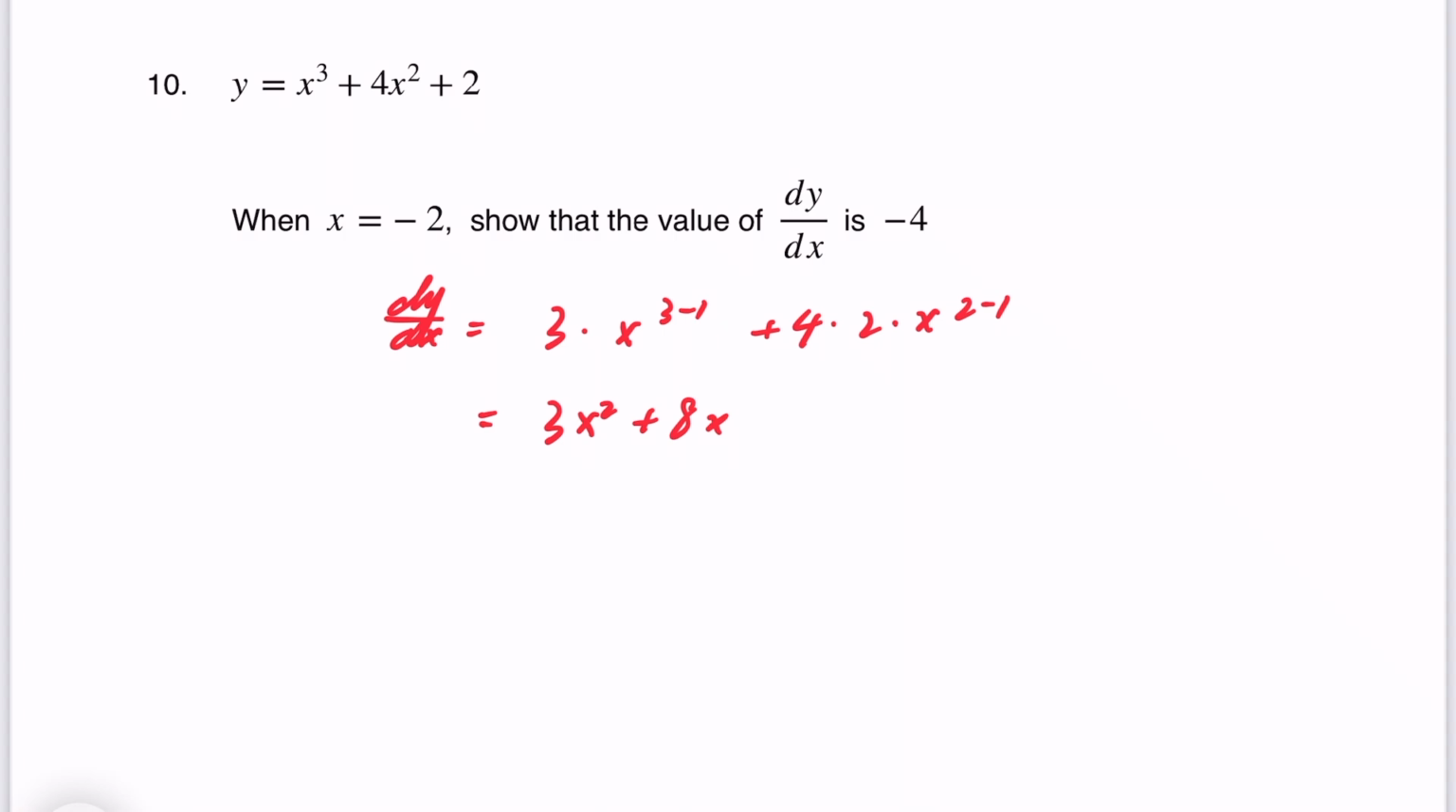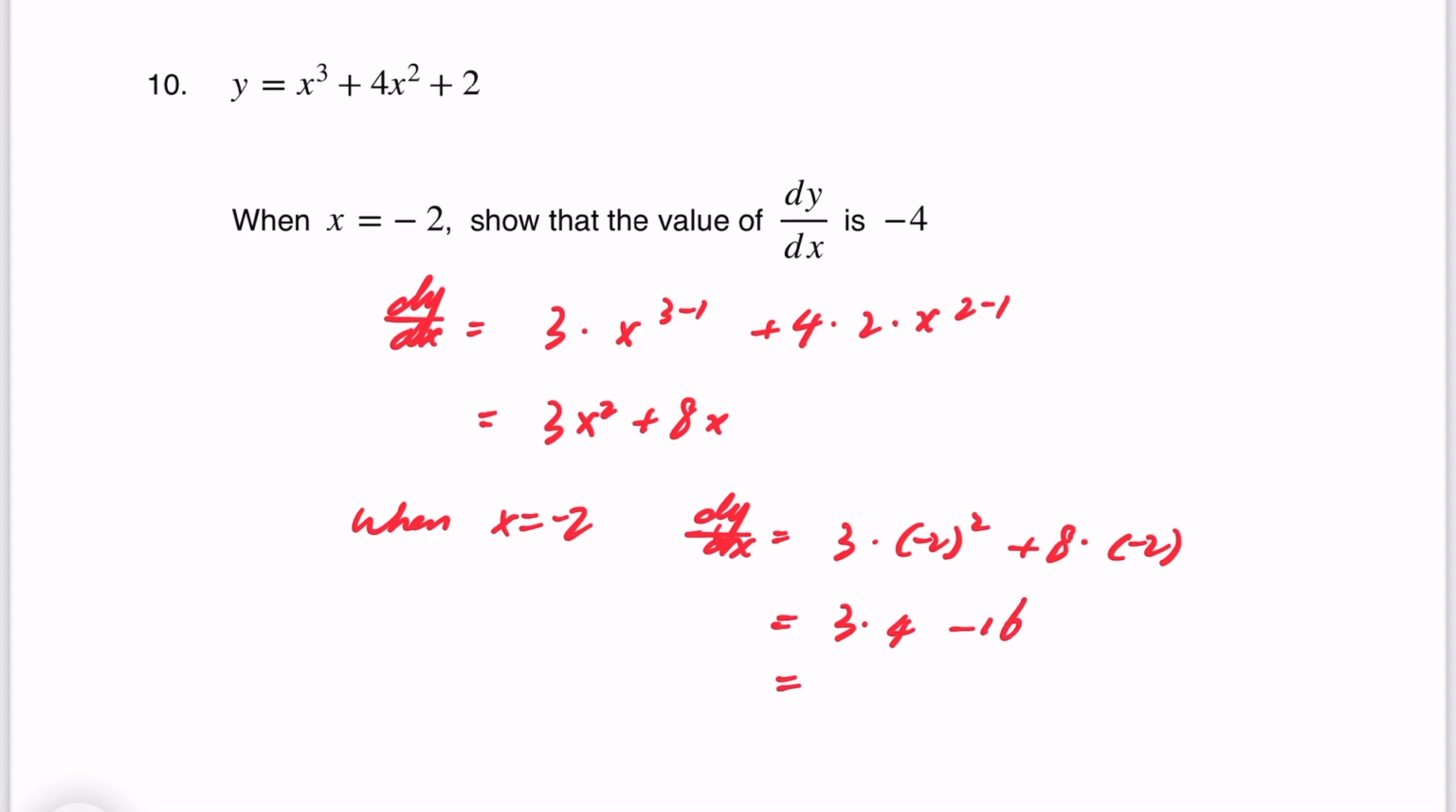And then we need to substitute x equals minus 2 into dy/dx. When x equals minus 2, dy/dx equals 3 times minus 2 squared plus 8 times minus 2, which equals 3 times 4 minus 16. 12 minus 16, which is minus 4. And double check at the very end: did we get the answer that they're asking for? Yes, we have successfully shown that dy/dx has a value of minus 4 when x equals minus 2. And then let's move on.